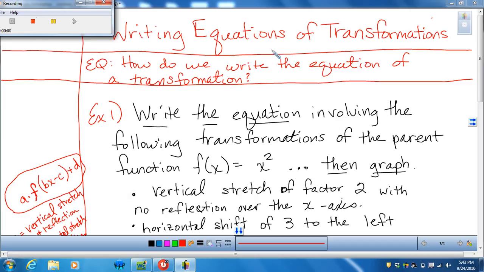Welcome to writing equations of transformations. Our essential question is, how do we write the equation of a transformation?